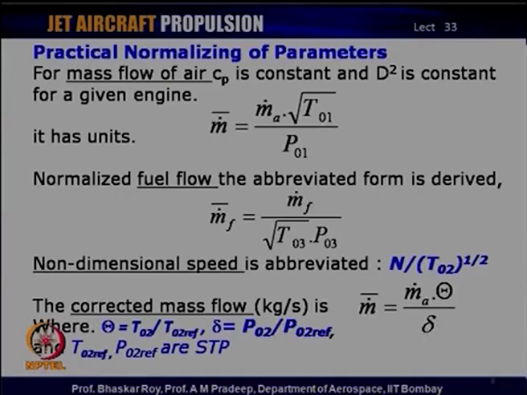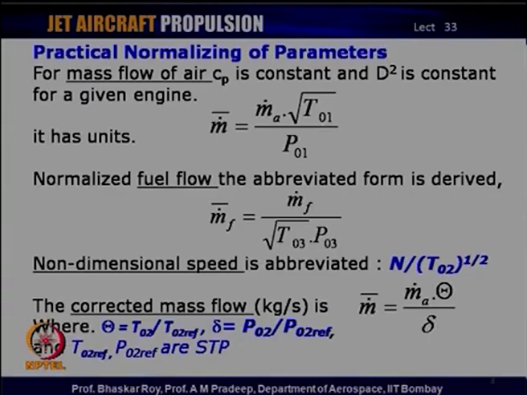Now, if they are held constant and taken out of the definition of the mass flow, what we get here is a normalized mass flow of air, which can be written down in terms of just m dot a into root over T 01 by P 01. Now, this is what you would see in many of the books, and we will also look at some of the diagrams in which this normalized parameter is used as the mass flow parameter and not the non-dimensional parameter.